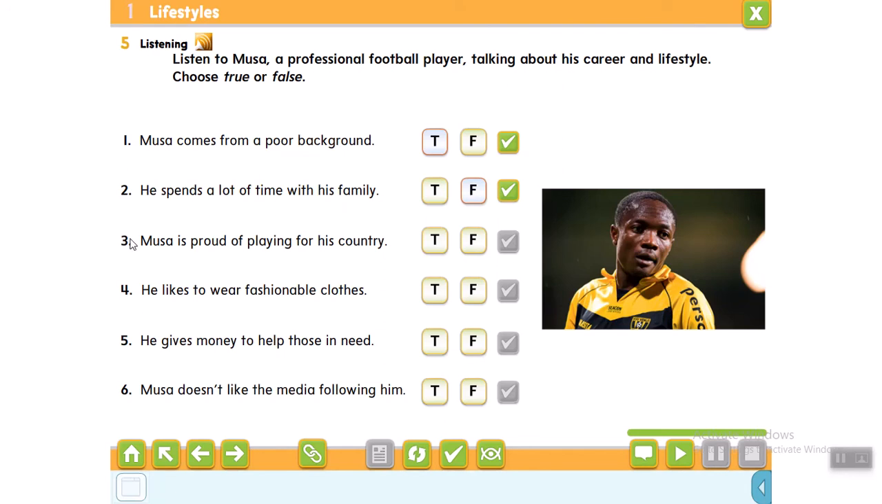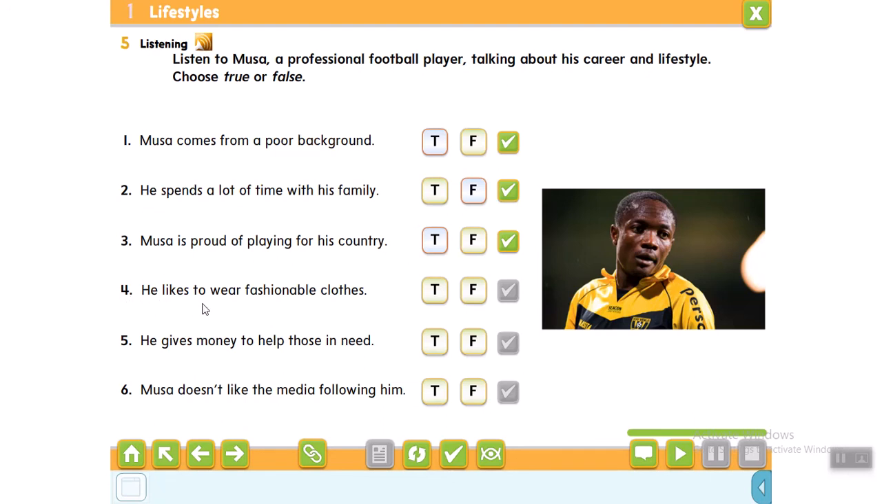Number 3. Musa is proud of playing for his country. True or false? Right, it's true. Of course, he's proud of playing for his country. He said that the most beautiful moments in his life were when he played for his national team.